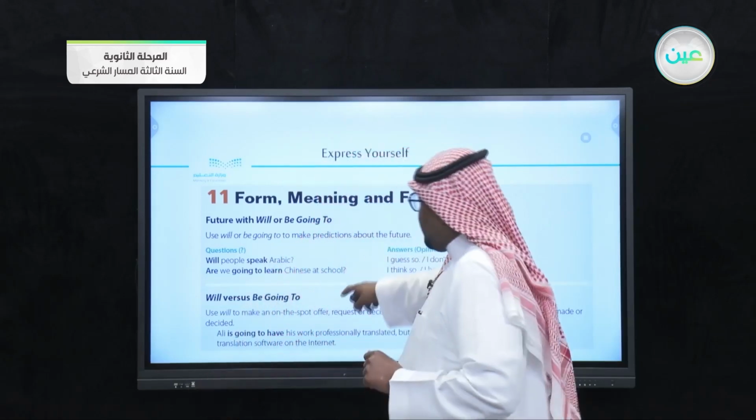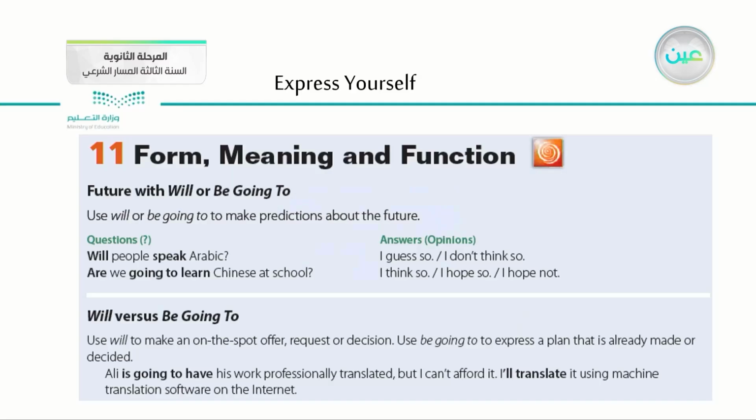Of course, we can use the future will and be going to through different levels. The first level is questions, and the second one is answers, specifically opinions. We'll have some examples here. As you see here, will people speak Arabic? And of course, are we going to learn Chinese at school? As you see here, we have the answers. I guess so. I don't think so. I think so. I hope so. I hope not. And of course here we'll talk about will versus be going to.